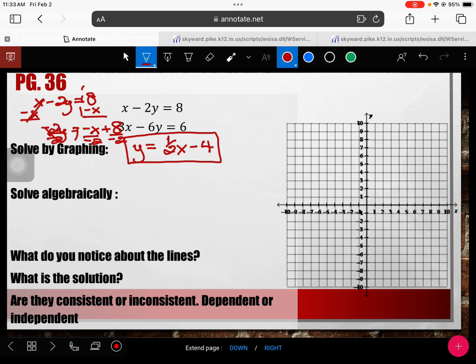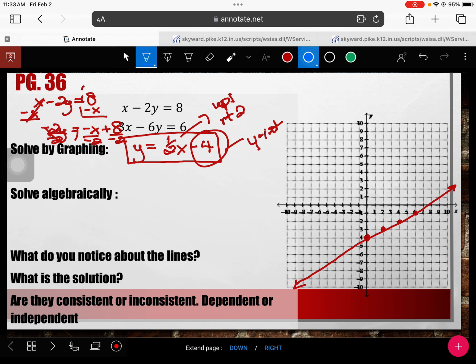Let's go ahead and plot it. What's my y-intercept here? Negative 4. So 4 down. And my slope is 1/2, so that is up 1 and right 2. This is my y-intercept. So up 1, right 2, up 1, right 2. Connect those with a line.